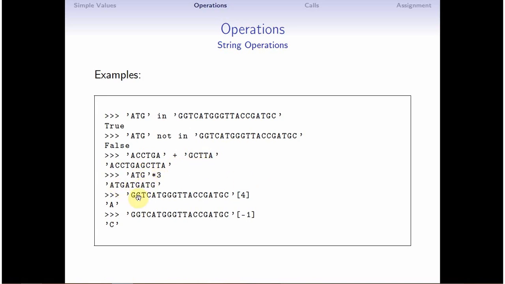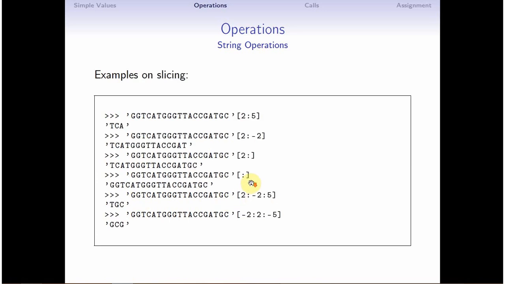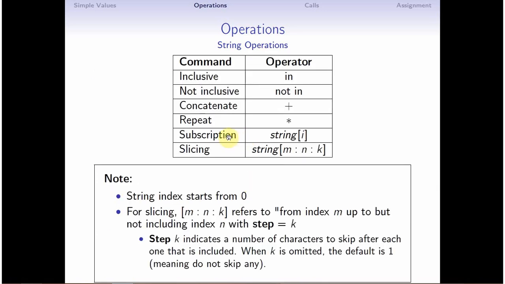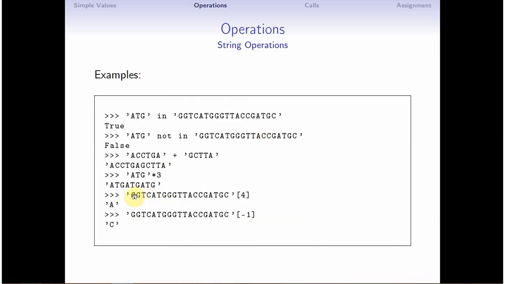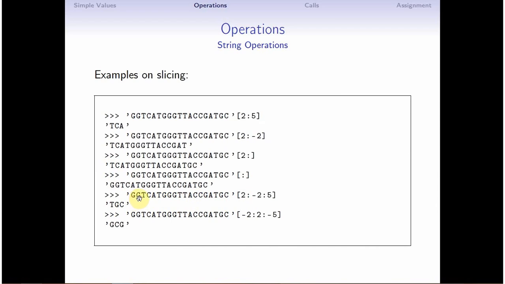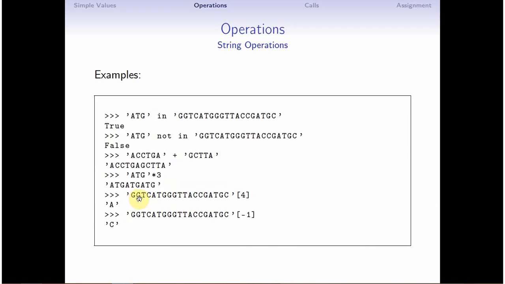Let's look at this. What is this for? Let's look back. Subscription means they only want a certain letter, a certain position, a certain index. Here, this whole string with square bracket 4 means they want the 4th index. Note that you don't count this as 1. It's 0: 0, 1, 2, 3, 4. So the 4th index is A.